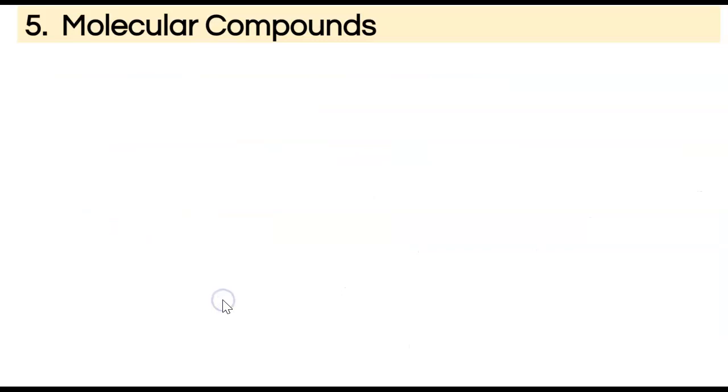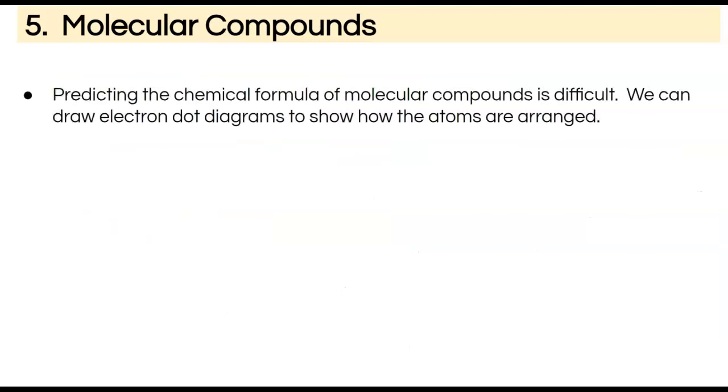Okay, predicting the formula with molecular compounds is really hard. We can't use the crossover rule because the crossover rule works with ions, positive and negative ions. But we're not forming ions in molecular compounds. We're just sharing electrons. So we can draw what are called electron dot diagrams to show how these atoms are arranged. And that becomes a bigger piece of what we do in grade 11 chemistry as well. So let's start with water.